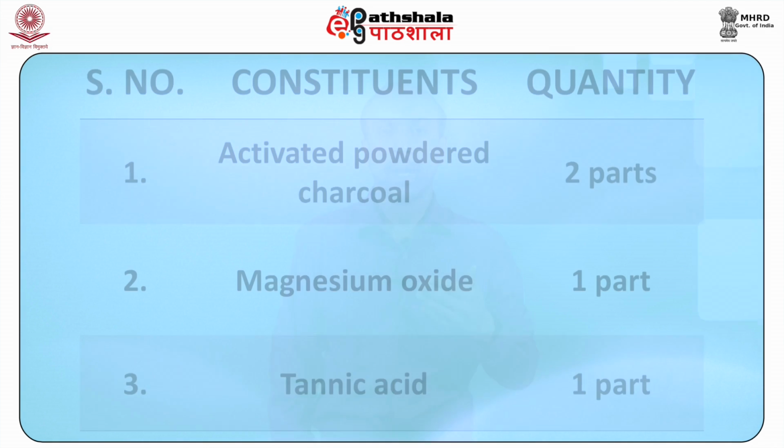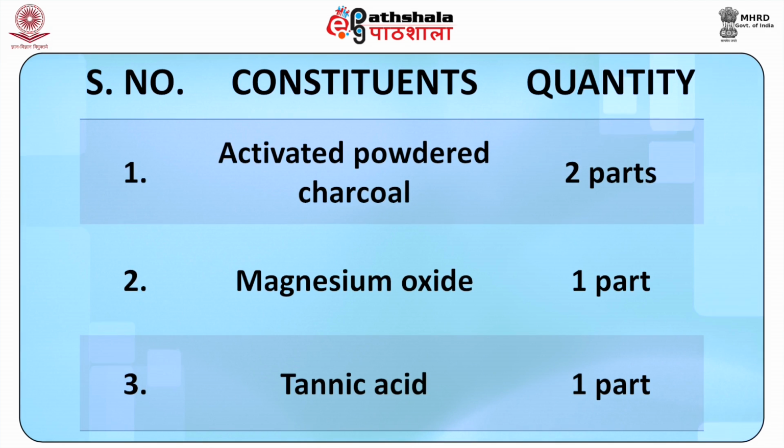Universal antidote comprises activated powdered charcoal 2 parts by weight, magnesium oxide 2 parts by weight, tannic acid 1 part by weight. 15 grams of this powdered mixture should be added to half a glass of warm water before consuming and may be repeated once or twice.